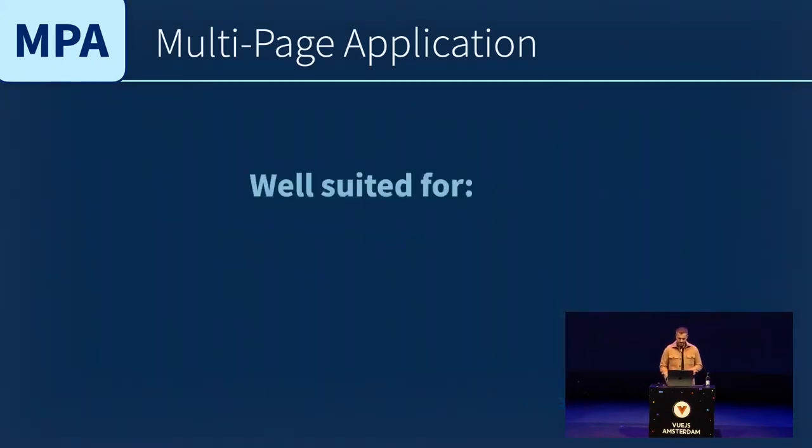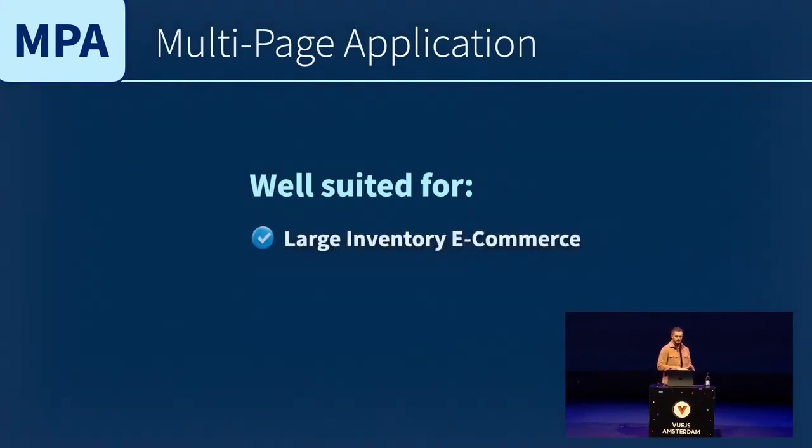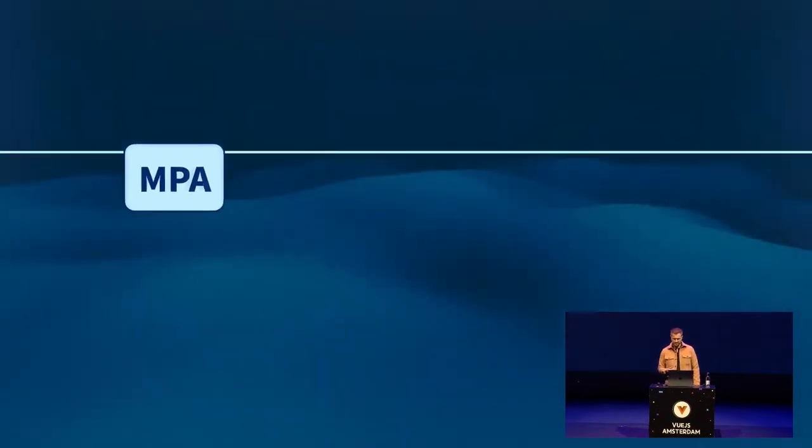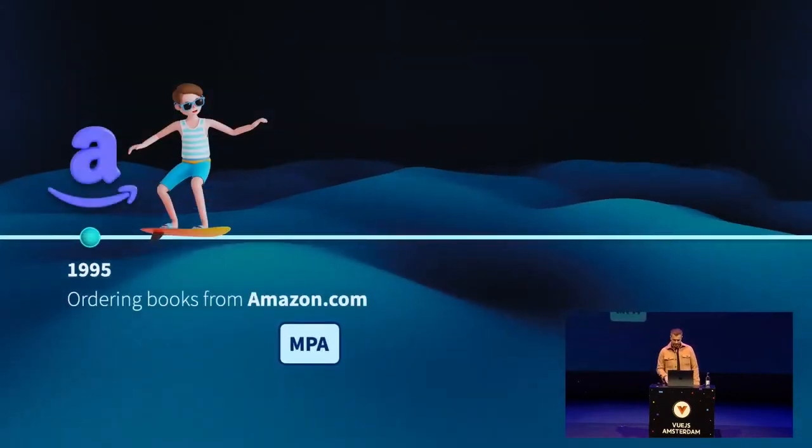With this in mind, there are some scenarios where an MPA would be well suited. Those include things like large e-commerce sites with a large inventory of products, maybe real estate or job listing sites, particularly with different entry points where users could be entering from, maybe an administrative or governmental site that has a lot of different services under one hood. And there are many different applications for the MPA.